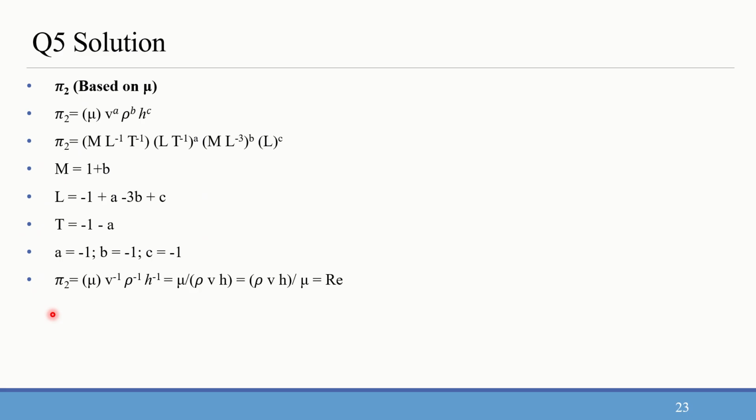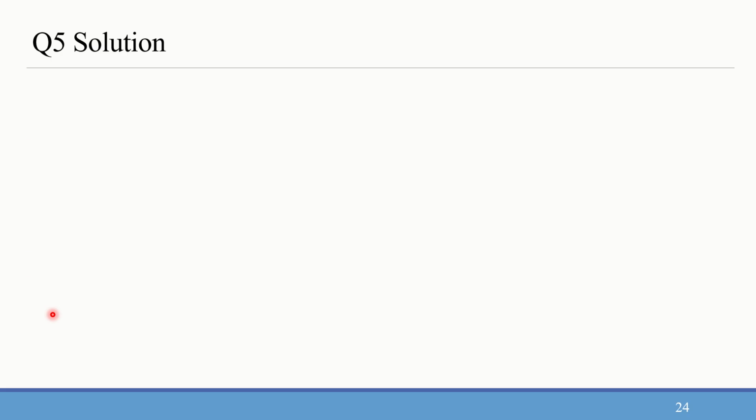So now we got pi 2 as well. Now we have two more groups. So pi 3, we are calculating it based on sigma. Just a minute, I'll come.